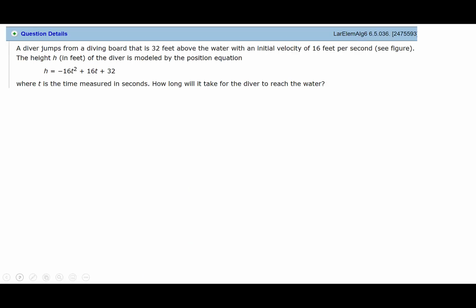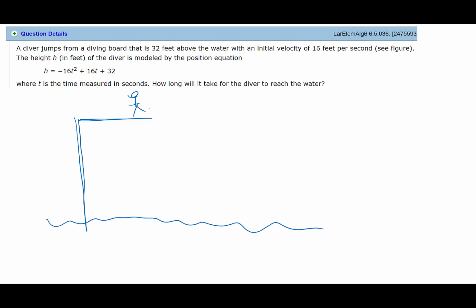Okay, this next question, I want you to take what you've learned about solving equations and using the zero factor property, and let's apply it to a real life problem. So here we have a diver who is about to jump into the water. It says a diver jumps from a diving board that is 32 feet above the water. So we'll say 32 feet is the height from the water to the diving board.